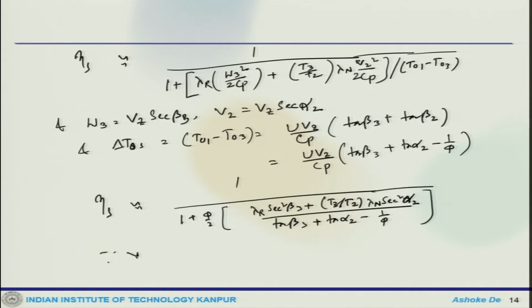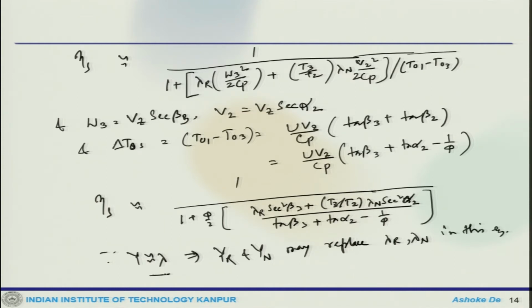Now, since y is lambda, then y r and lambda y n may replace lambda r and lambda n in this equation. Okay. So, then we can replace these things and get the stage efficiency and all this.